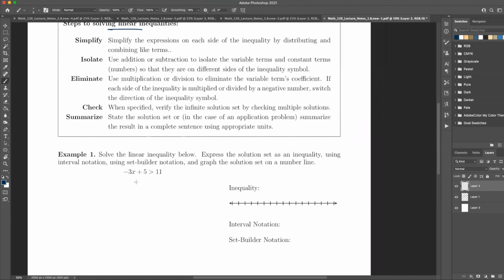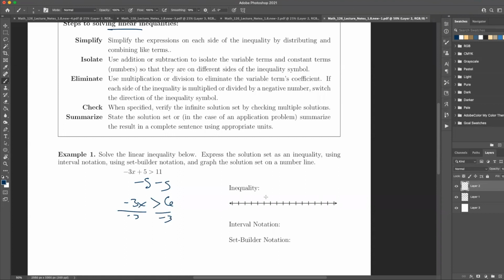The next thing we're going to do is isolate. So we're going to move over 5. We're going to subtract 5 from each side. So I get minus 3x is less than or equal to 6. I'm going to divide out by the negative 3.